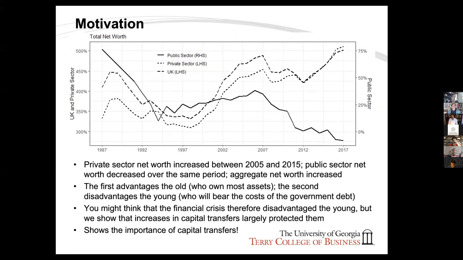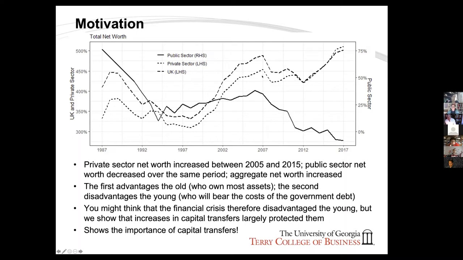So this graph shows the total net worth of the UK divided into the public and the private sector. The time period spans 1987 to 2017. This paper really only spans the period from around 2005 to 2015, so it's the right-hand half of the graph. But what you see is there was a tremendous decline in the public sector net worth. We've played around with scales here, so for those people who get sensitive about manipulating scales, we're guilty. But on the right-hand side, you see the public sector net worth as a percentage of GDP fell from just under 50% in 2005 to below zero. So there's been a tremendous decline.